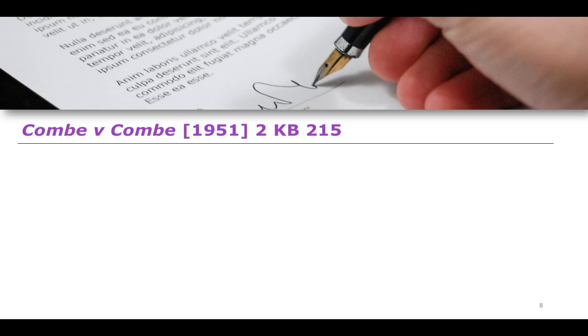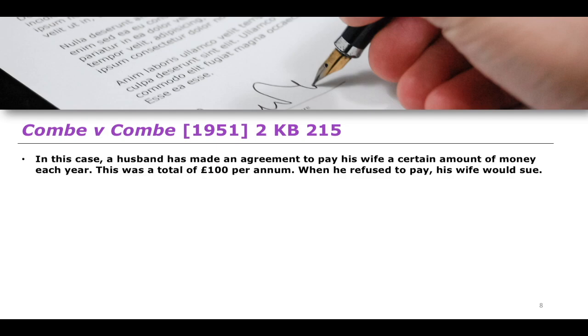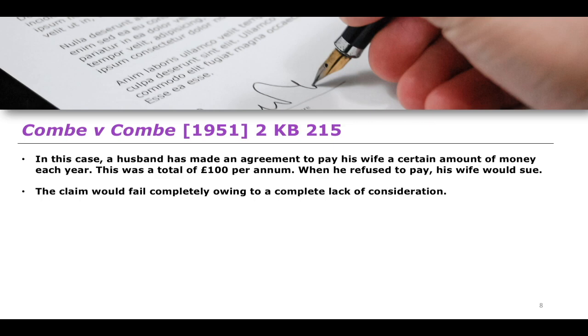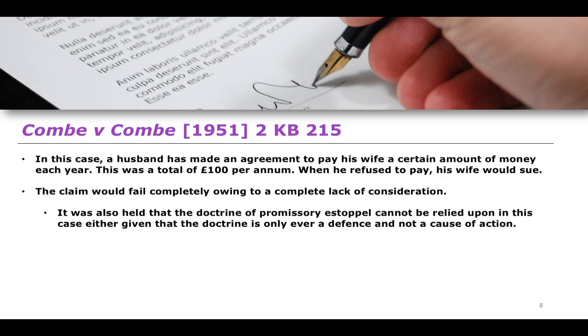Finally then, let's illustrate this point in the case of Combe v Combe from 1951. In this case, a husband had made an agreement to pay his wife a certain amount of money each year. This was a total of £100 per annum, which in 1951 was actually quite a lot of money. When he then refused to pay at one point, his wife then sued. The claim would fail completely owing to a lack of consideration. But it was also held that the doctrine of promissory estoppel could not be relied upon in this case, given that the doctrine is only ever a defence and not a cause of action.